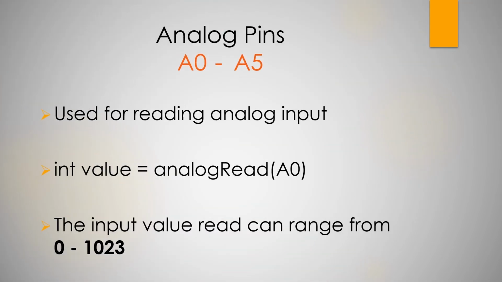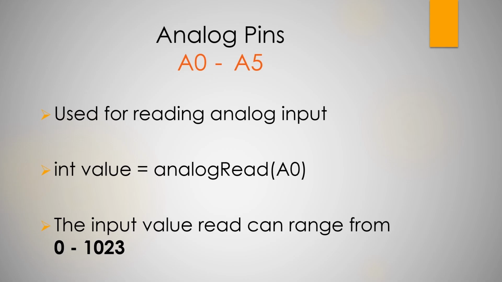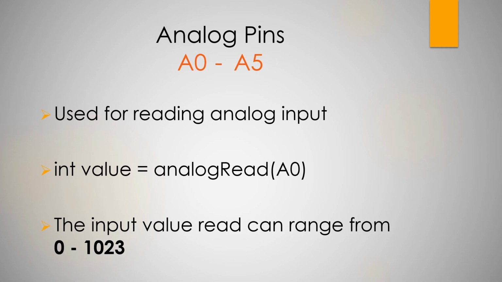As far as analog pins are concerned, we will use A0 to A5 pins for reading analog values. We will use the analog read function to read values. Analog values will vary from 0 to 1023. We can use these pins to read input from different types of sensors and potentiometers.